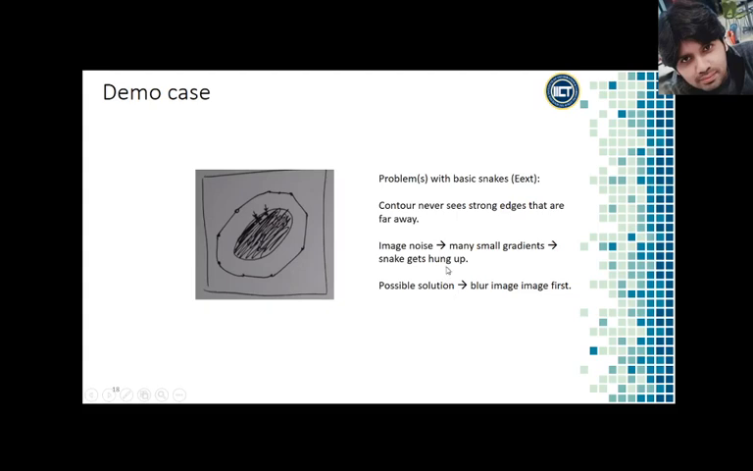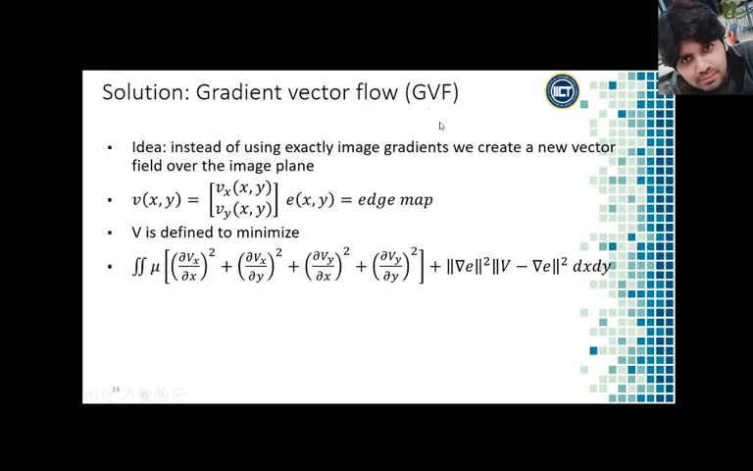Now this is actually done by gradient vector flow. The idea is, instead of using exactly the image gradients, we create a new vector field over the image plane in terms of v, and this is the equation of v, with v in the direction of x and in the direction of y, and e refers to the edge map. Again, don't freak out with this equation, let me explain it first intuitively. What we want to do is minimize v. The intuition is, if the gradient of e is big, that means, okay, let me first explain the equation and then I'll get back to the intuition.